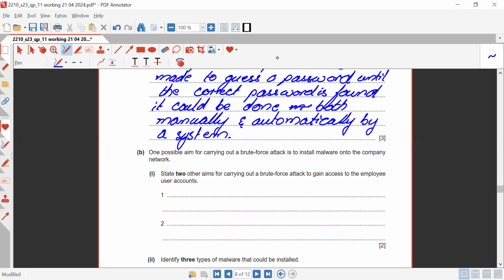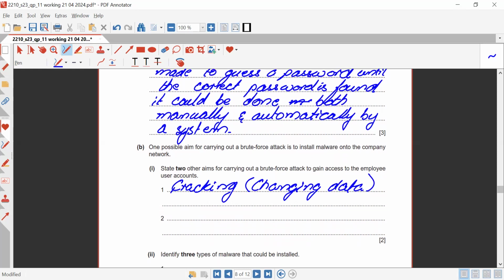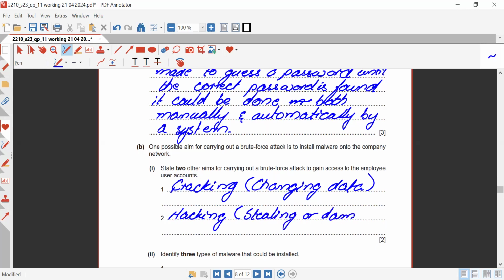So you may say cracking, and you may write it in brackets: changing data. You cannot write deleting, because cracking is not regarding deleting. And you may write hacking, stealing, or damaging the data. So these are the two things that you can write down.